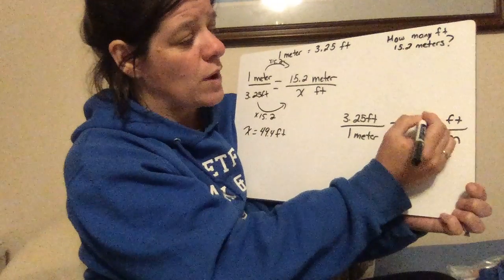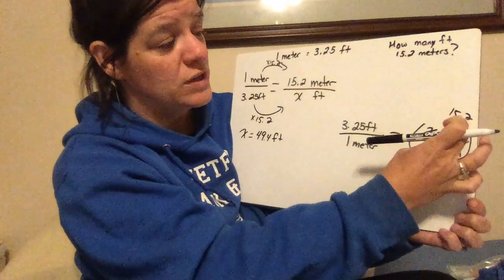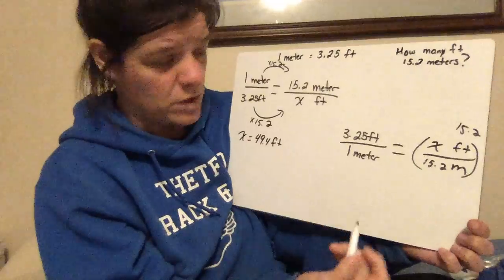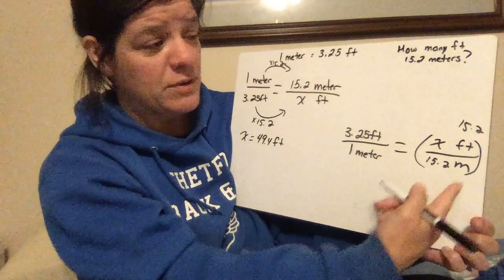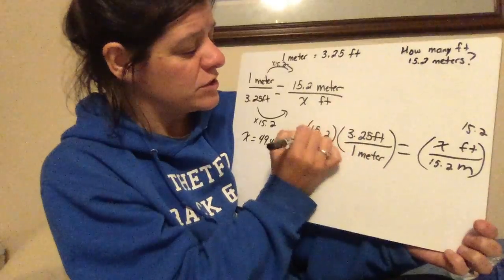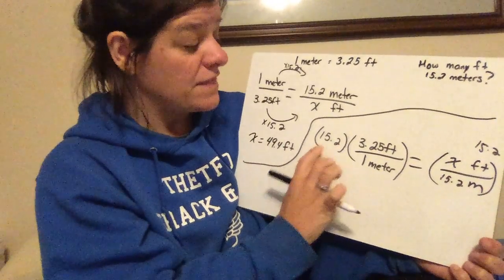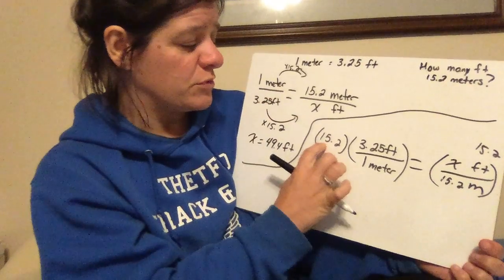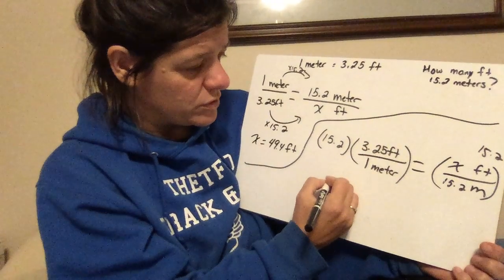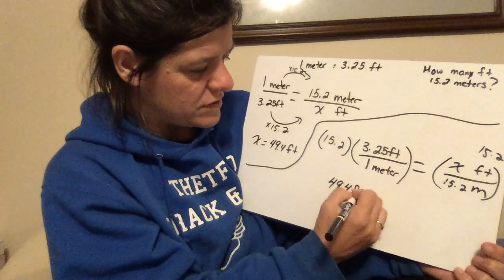Okay. And then if I had it here, I might say, well, I'm trying to get the X by itself. So I'm going to multiply this by 15.2 because when I multiply by 15.2, these cancel to 1 because 15.2 divided by 15.2 is 1. And if I multiply the right side of my equation by 15.2, then I would also multiply the left side of my equation by 15.2 here. And then I end up with the same thing here, right? I'm going to end up with 15.2 times 3.25, which will give me 49.4 feet.